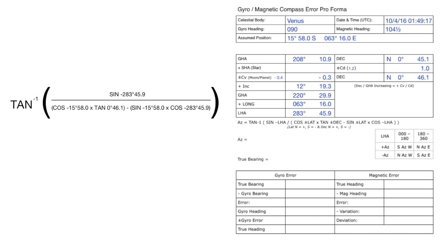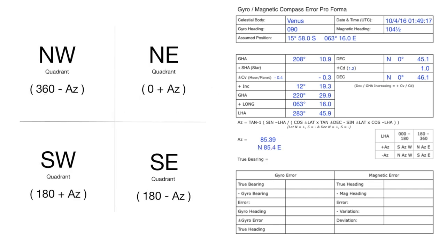When we put our values into the formula, remembering to enter the latitude as a negative value as we're in a position south of the equator, we receive the answer 85.39, which we convert to a quadrantal using the table on the right of the pro forma, giving us north 85.4° east, which is 085.4° true.